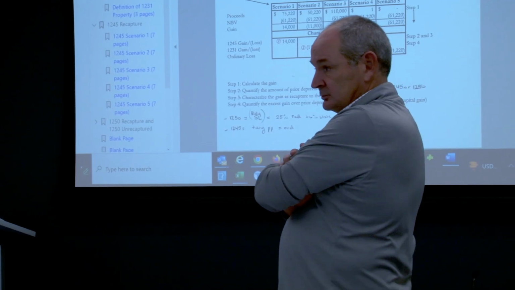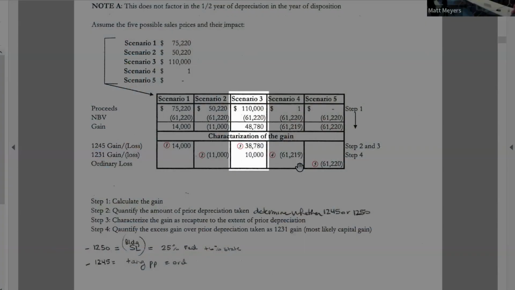The other corner. Oh, there you are. What's 3 say? They sold for 110,000, net book value 61,000, leaving a gain of 48,000. There's a 1245 gain of 38,780 and a 10,000 1231 gain.